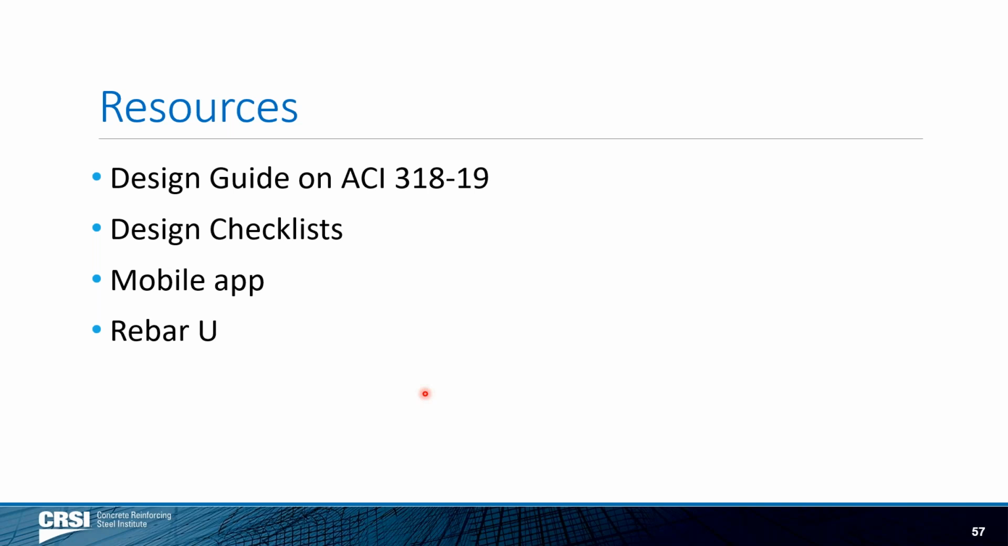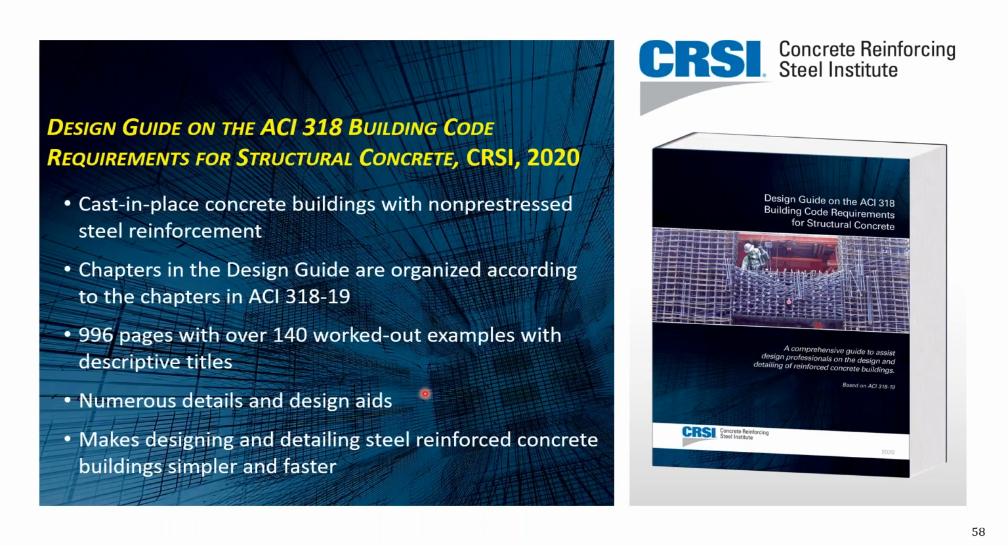So that gives you a whirlwind tour of our new design guide. I did want to point out a couple of other resources that go hand in hand with this in case you may not be aware of them. This design guide on the 318 code came out back in 2020, and it's also based on ACI 318-19. It covers a lot of information that's not in the seismic design guide. Okay, so that's available.